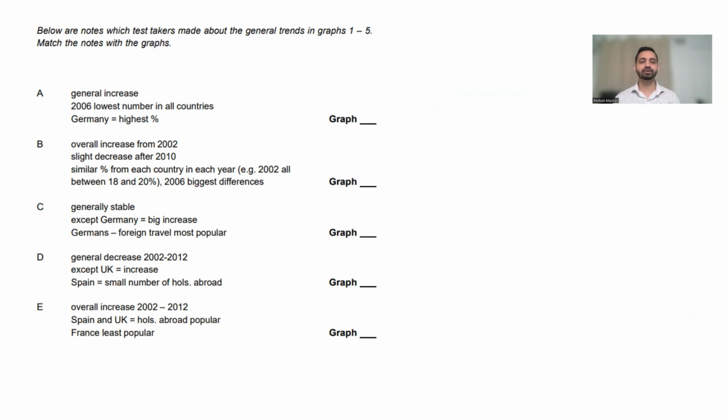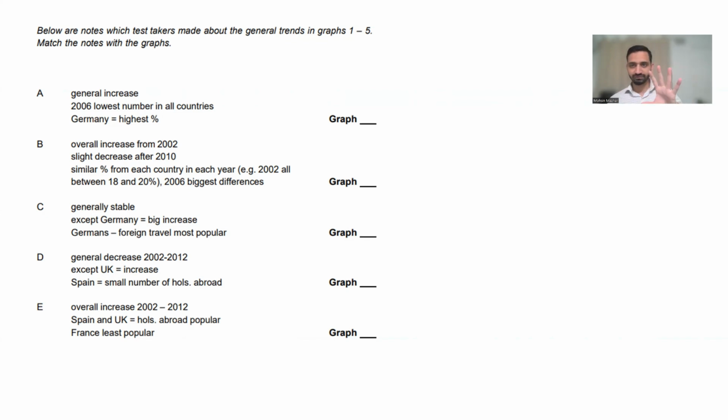So below are notes which test takers made about the general trends in graphs 1 to 5. Match the notes with the graph. So this is a matching activity. I want you to read the responses, okay? These are general trends that you will come up with. General increase, 2006, lowest number in all countries. Germany is the highest percentage. Which graph is it representing?